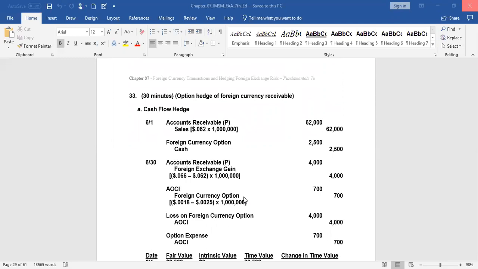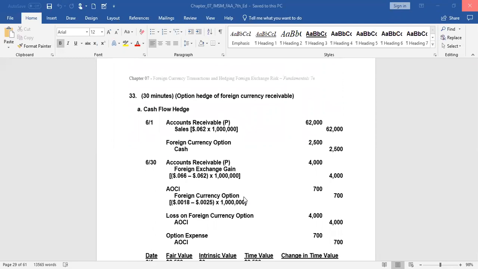So on June 30th, the spot rate has increased to 0.066. So the value of our accounts receivable on June 30th is 4 cents higher, or 4 cents times 1 million pesos higher. So we debit accounts receivable and credit foreign exchange gain.